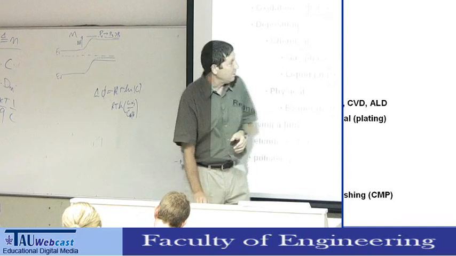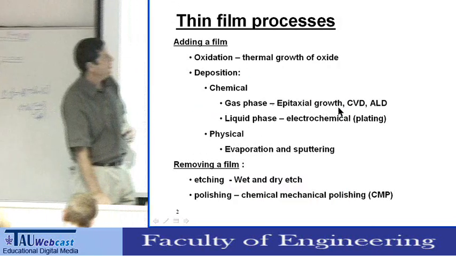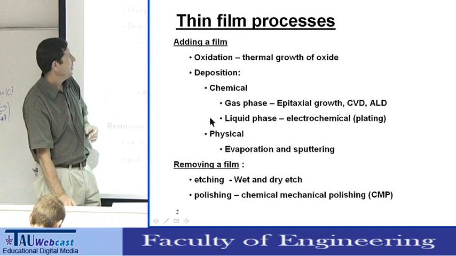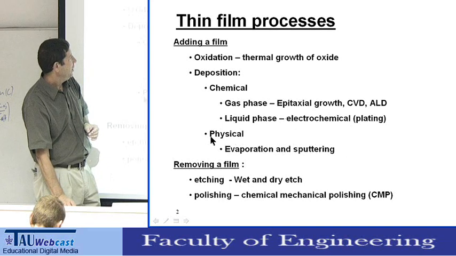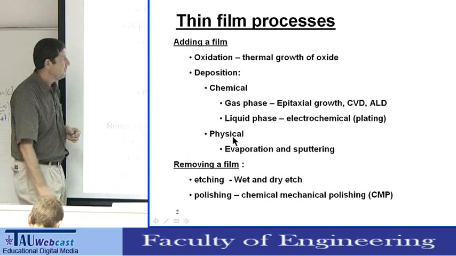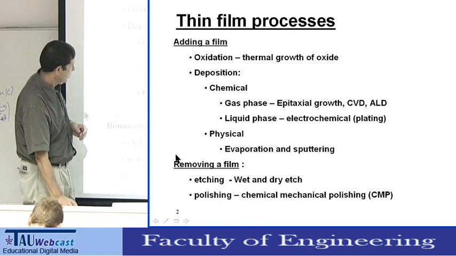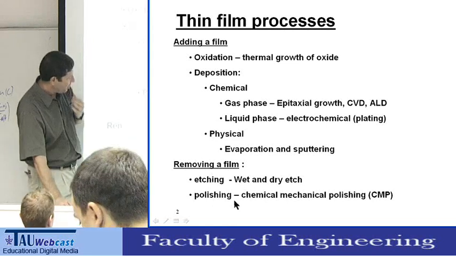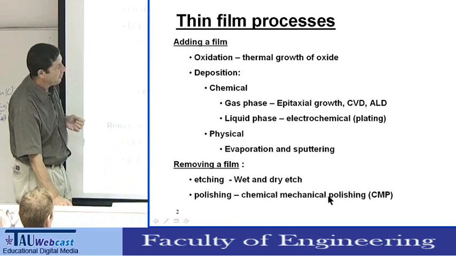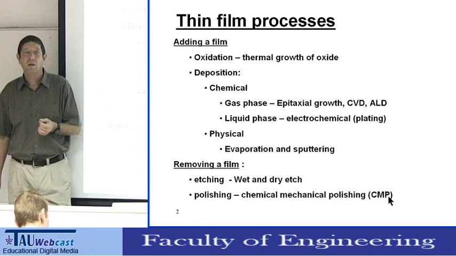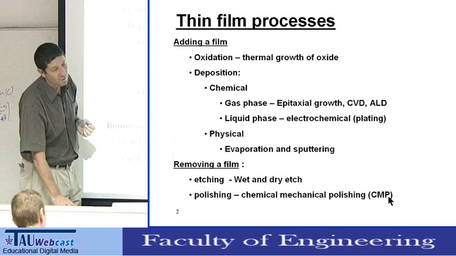The names are epitaxial growth, if it's the same crystal, or chemical vapor deposition, or atomic layer deposition. In the liquid phase, like electrochemical plating. Also can be physical processes like evaporation and sputtering. Or we can remove a film by etching, by a wet or a dry etch, or by polishing, chemical mechanical polishing. Those are all the processes that people use for thin film processing.